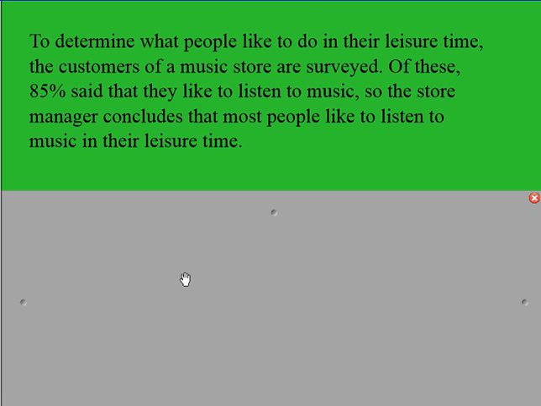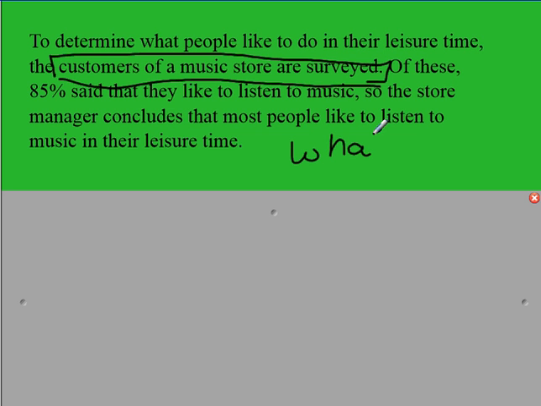Here's another example. To determine what people like to do in their leisure time, the customers at a music store are surveyed. Of these, 85% said that they like to listen to music. So the store manager concludes that most people like to listen to music in their leisure time. Let's look at some keywords here. Customers of a music store are surveyed. Okay, that is a specific sample of the population. It helps here to ask, what is the population that we're trying to find information about?